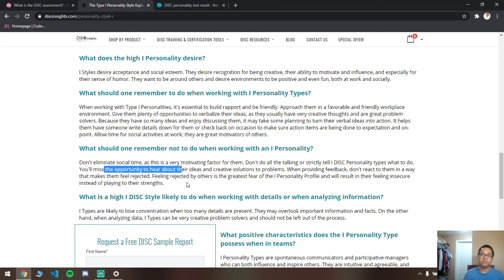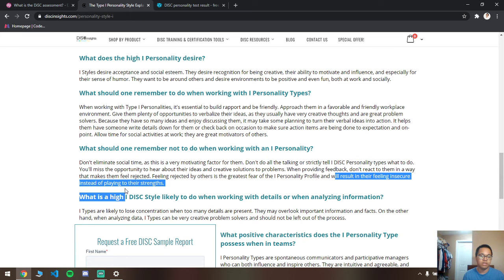When providing feedback, don't react to them in a way that makes them feel rejected. Feeling rejected by others is the greatest fear for their personality and will result in them feeling insecure instead of playing to their strengths.